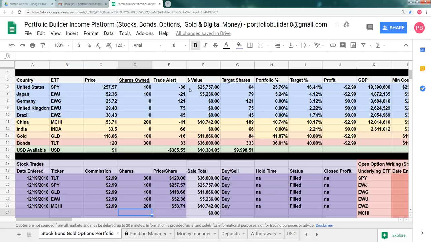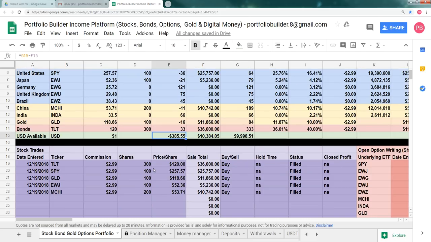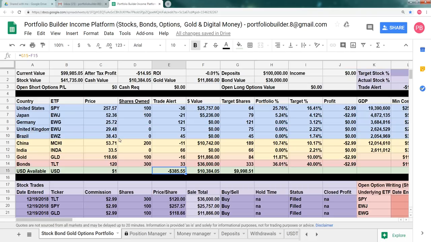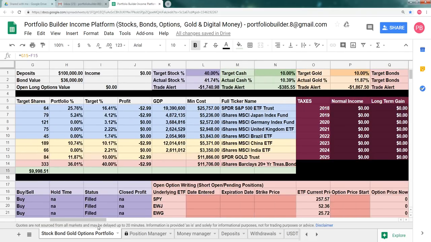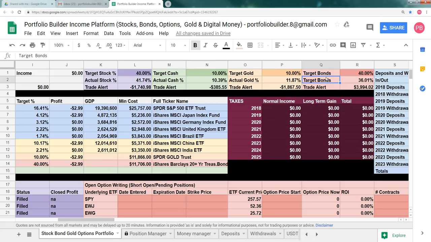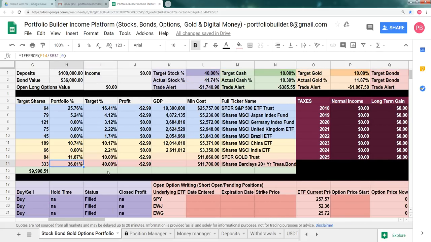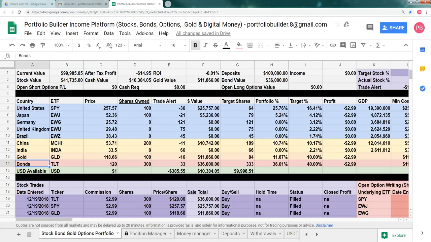And so we can now see we've spent all of the cash we can spend to buy equities. And we now have a very balanced portfolio. Let's look over here at how close we got. So we have a 36% position in bonds with a 40% target. Our gold position is slightly over at 11.8. Our cash position's at 10. And our stock position's at 41. So that's very balanced and optimizes my ability to sell covered calls each week to generate income.